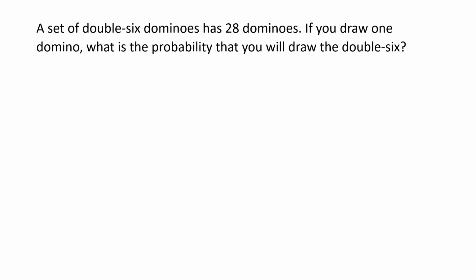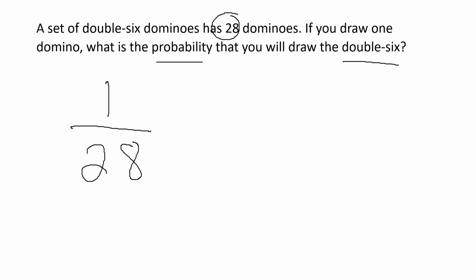So what we want is the double 6, and in a set of dominoes, there's only one of every domino. So what I want, there's only one option. Because it's probability, it's over the total. So the probability of drawing the double 6 in this set of dominoes is 1 over 28. And that's it.